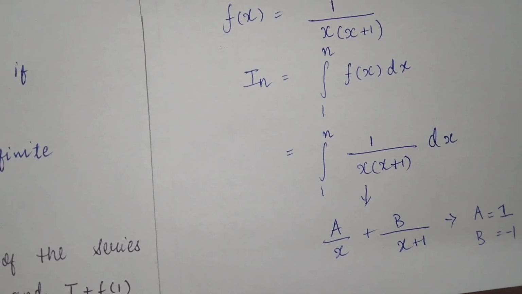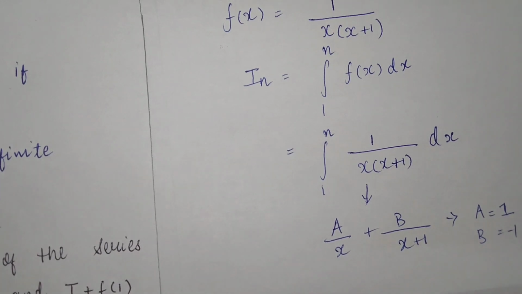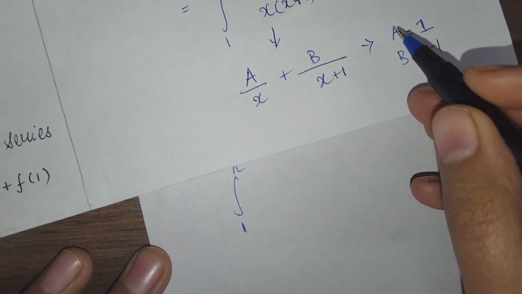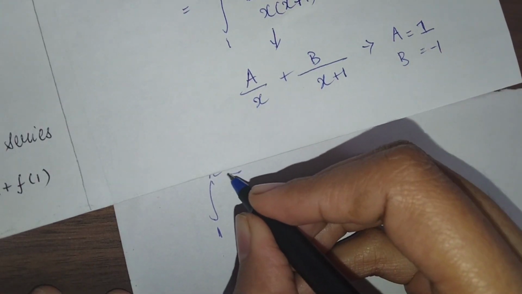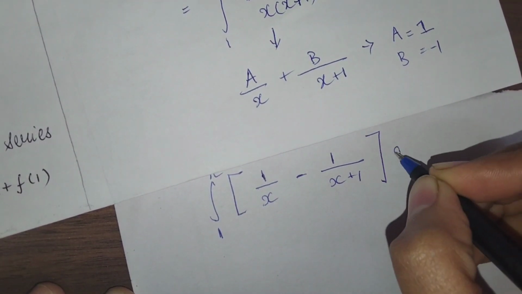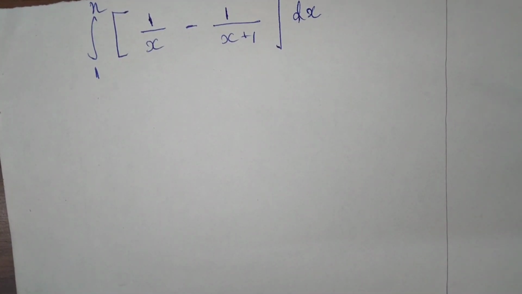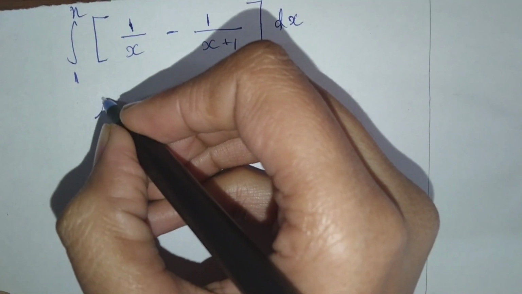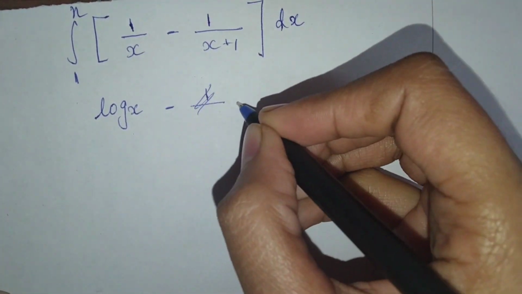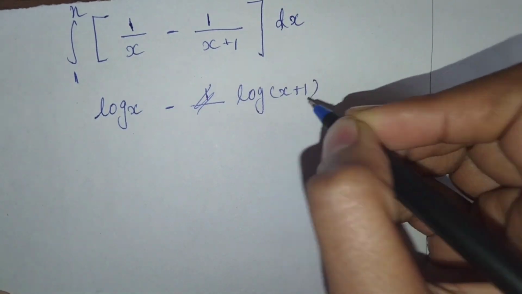I am not solving it here, but you have to solve it and find the values of A and B. So whenever you get the values of A and B, we can rewrite this equation as the integral from 1 to n, putting the values of A and B here. So here we will get 1 by x minus 1 by x plus 1 dx. Okay. And now integrating it, we will get the answer. Integration of 1 by x will be log x, and integration of 1 by x plus 1 will be log of x plus 1.